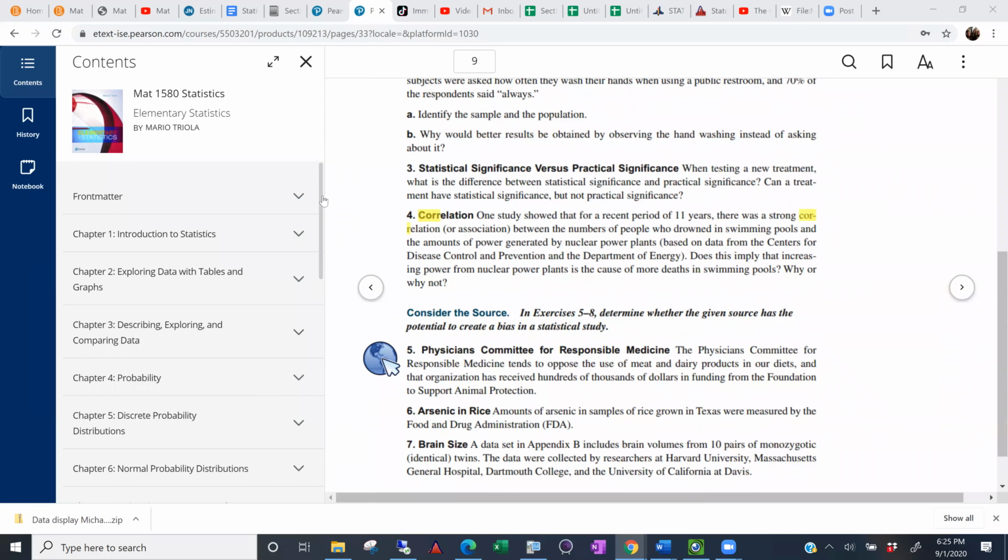So it says, one study showed that for a recent period of 11 years, there was a strong correlation, or association is another word that's used for correlation, between the number of people who drowned in swimming pools and the amounts of power generated by nuclear power plants. Does this imply that increasing power from nuclear power plants is the cause of more deaths in swimming pools? Why or why not?